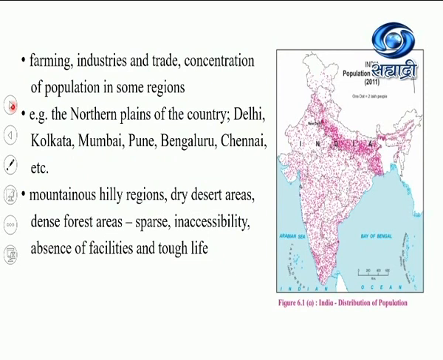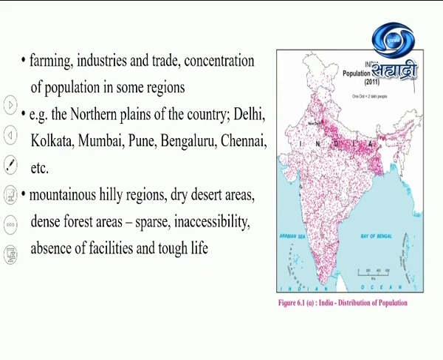So farming, industries, trade, and concentration of population are found because of all these factors in the northern plain regions of the country. Now, as I discussed, because of the fertile land, farming is available, and depending on the farming, industries are there. So definitely primary, secondary, and tertiary activities are on a larger scale, so population concentration will be found.